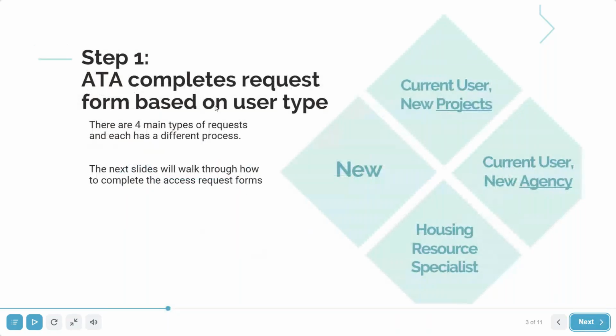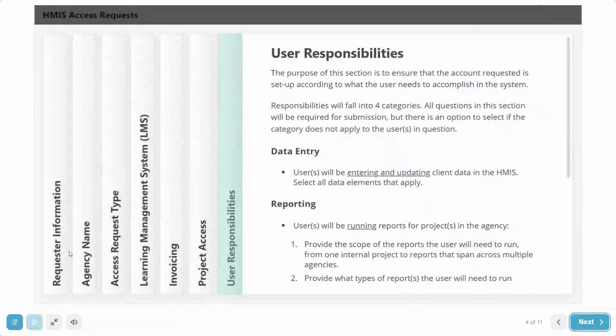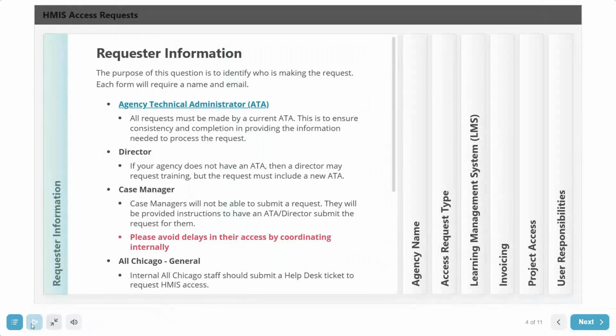Okay, next. So that's step 1. An ATA will need to complete a request form based on the user type. There are 4 different kinds of requests that we'll walk through: new users, current users, new projects, new agency, and then housing resource specialists. What will all these forms entail?